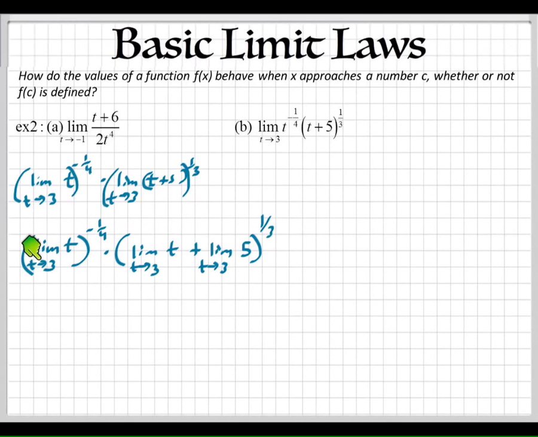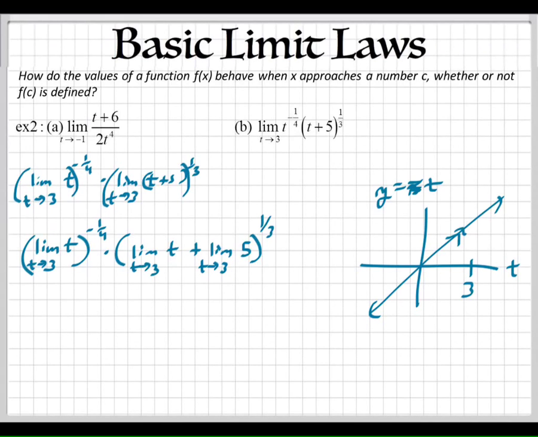So, the limit of t as t approaches 3, remember, that is just a function like y equals x. But we're not doing x, we're doing t, so this is the t-axis. It's just going to look like this. So whatever number you're approaching, like if you're approaching 3 right here, you're going to be approaching 3 right here. So that's a 3, and it's being raised to the negative 1/4.